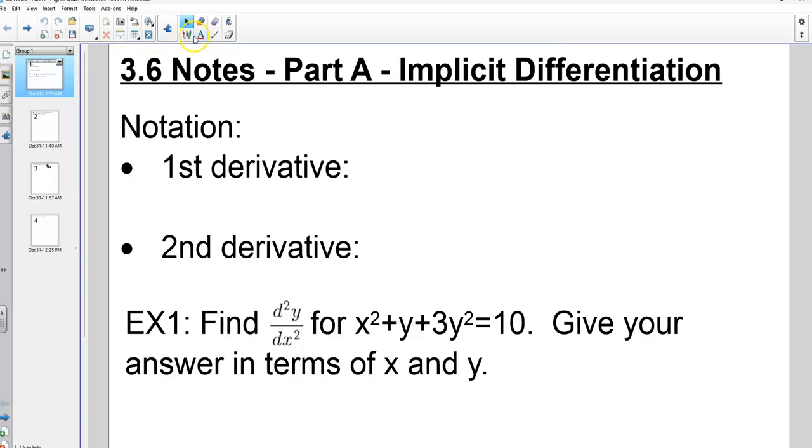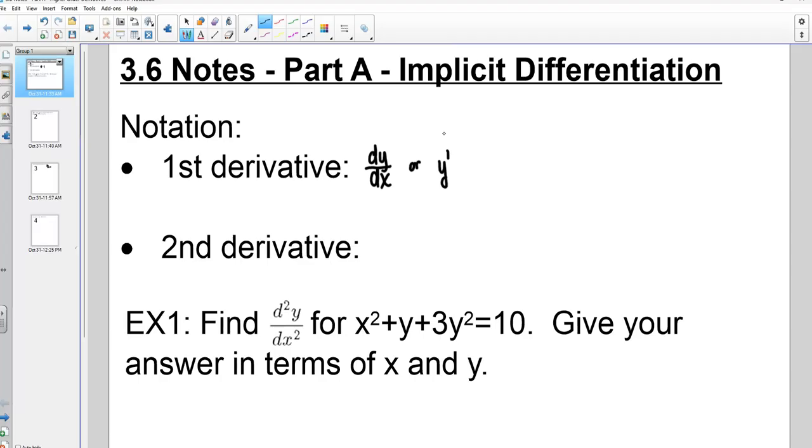Our notation that we use for a first derivative, when we're talking about implicit differentiation, is dy/dx. You could also use y prime. I don't like that notation, particularly when we get to related rates, so I generally don't use it very much, but it is acceptable. And if it was a function, you'd call it f prime of x, but these are not functions, so we won't use that here.